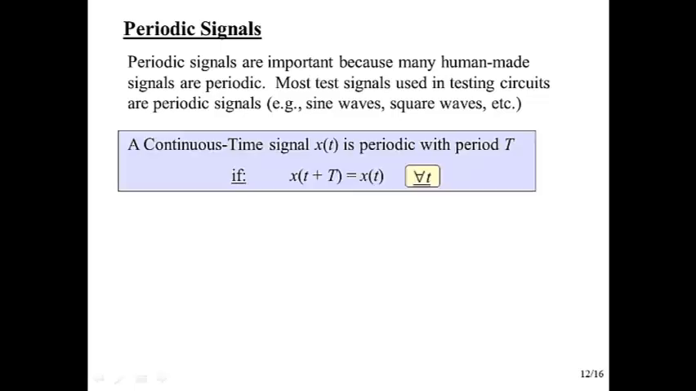So the way we define what a periodic function is for a continuous time signal, we say a signal is periodic with period equal to T if we can take x of t and equate it to x of t plus capital T, and that holds no matter where we're looking as we change the little t. So that's for all t.